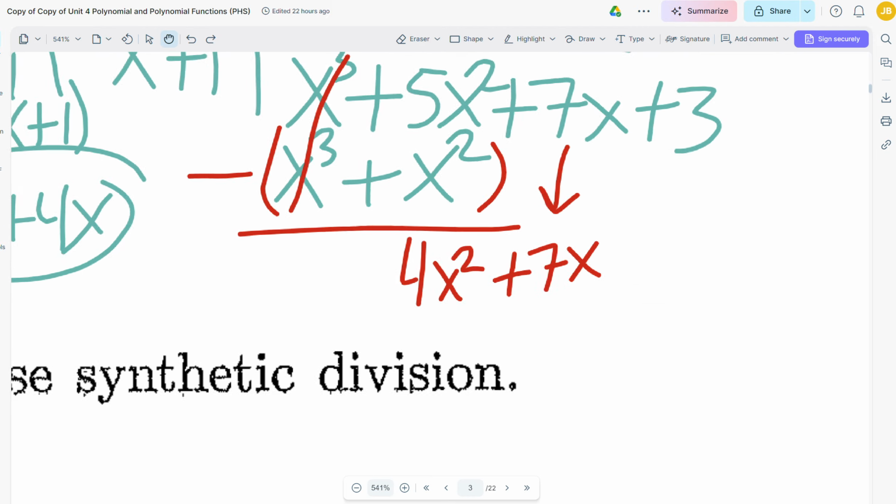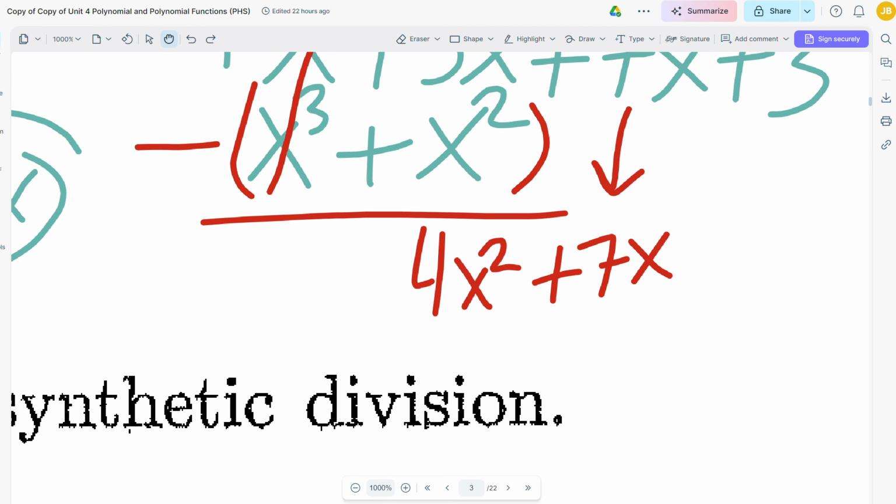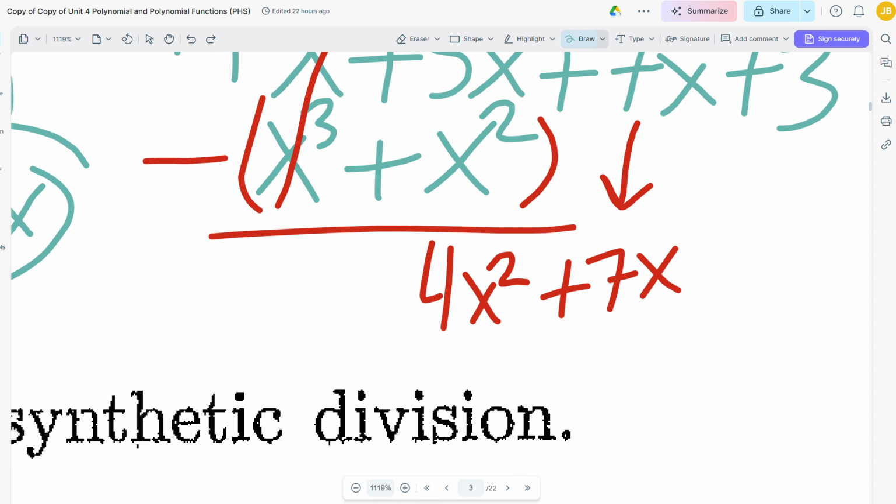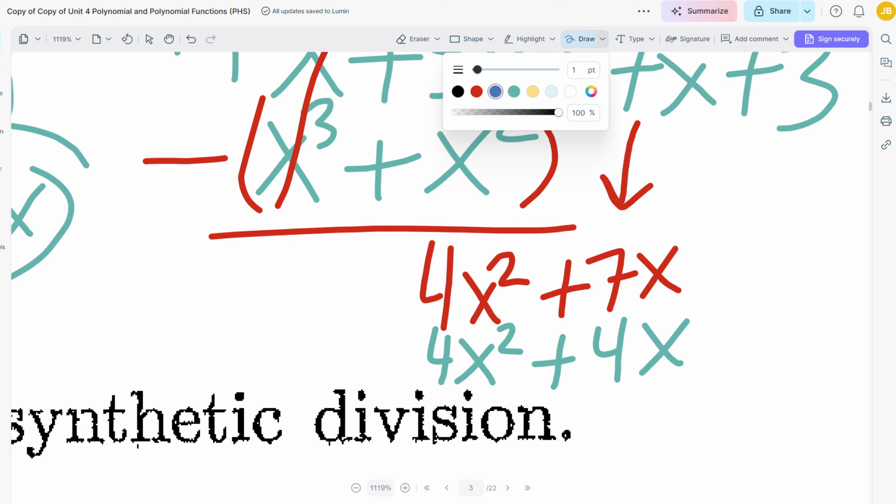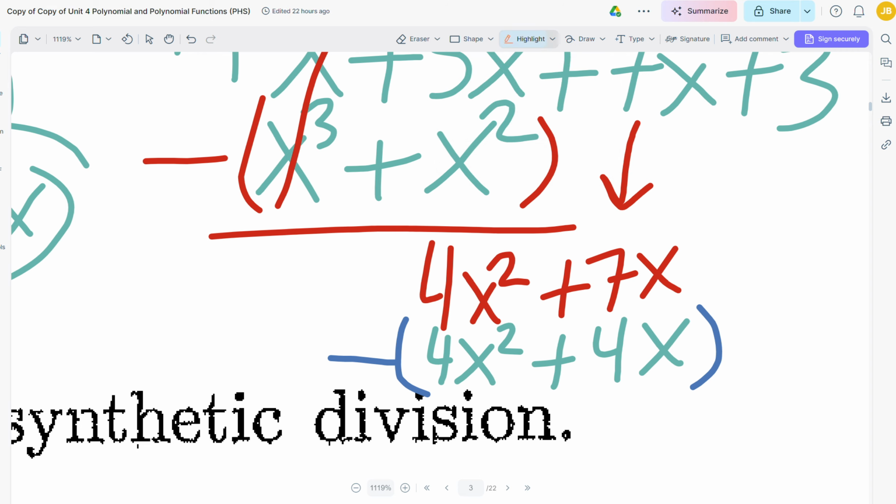Zoom in. So we got 4x squared plus 4x. Remind ourselves to put our parentheses and our minus sign. Take your time. 4x squared minus 4x squared is 0, just like we like to see. Cancel out. And now we do the next piece.